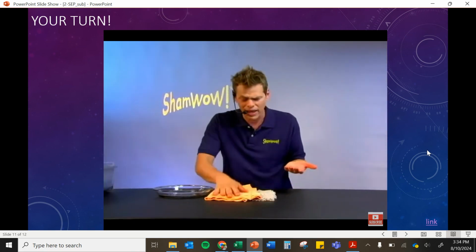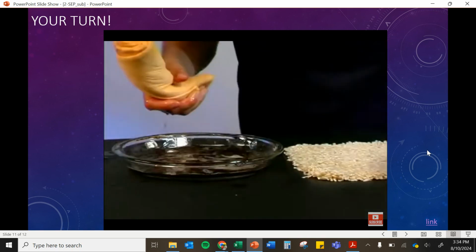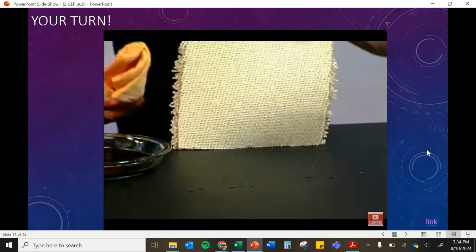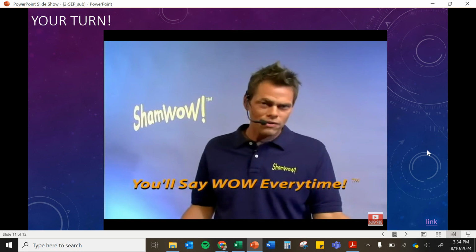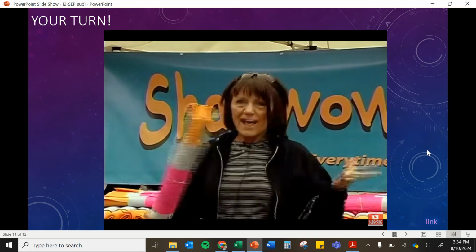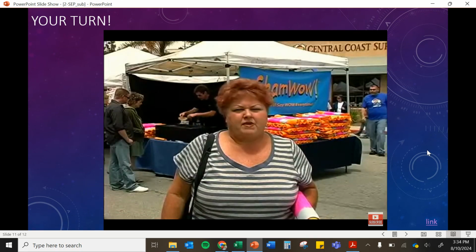No other towel is going to do that. It acts like a vacuum. And look at this, virtually dry on the bottom. See what I'm telling you? ShamWow, you'll be saying wow every time. I can't live without it. I just love it. Oh my gosh, I don't even buy paper towels anymore.